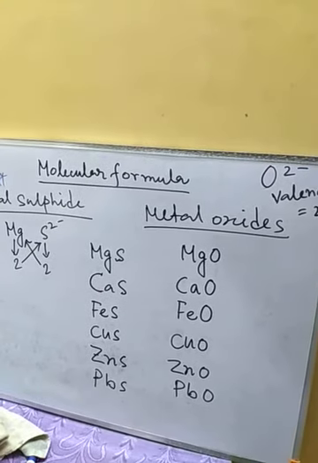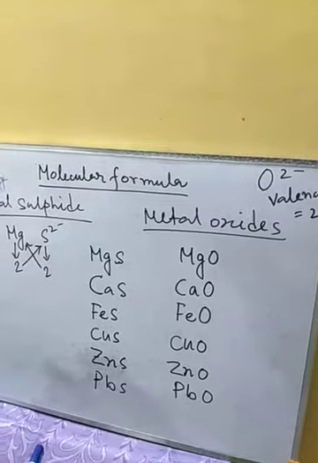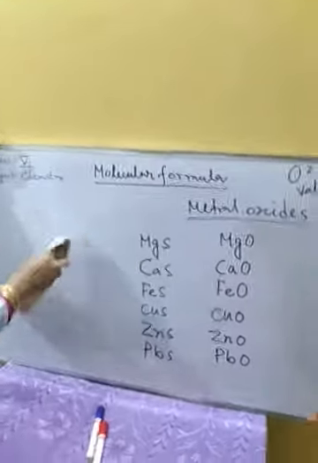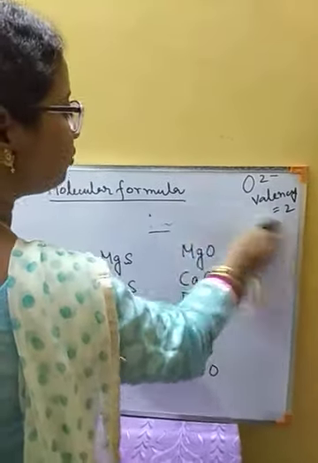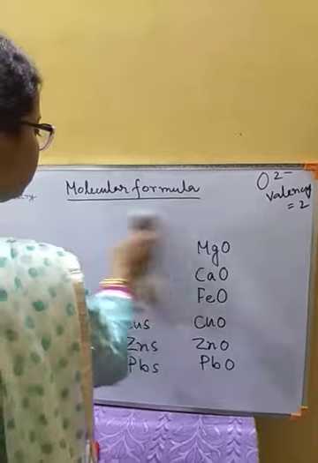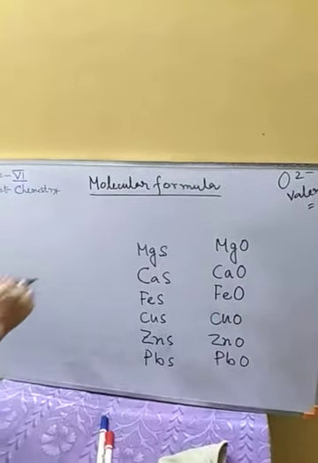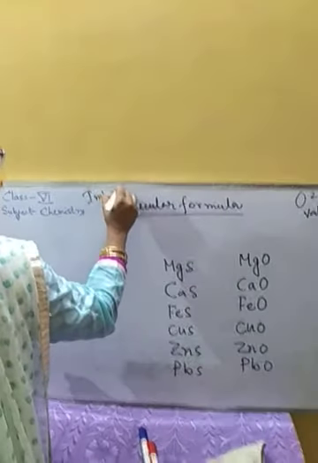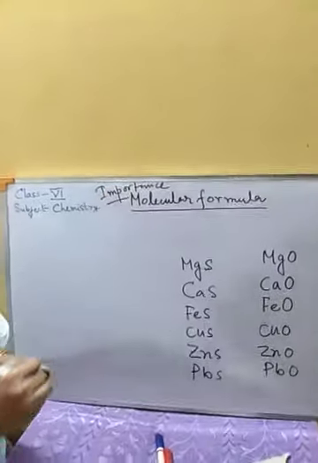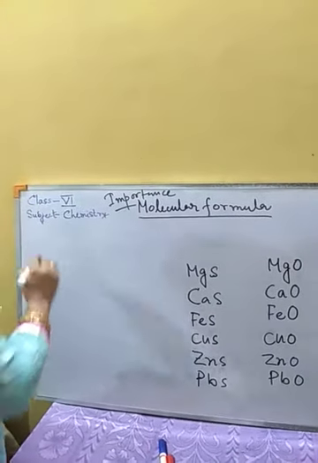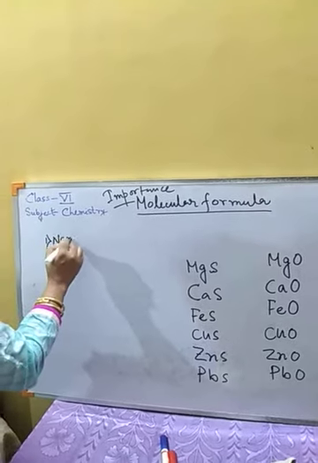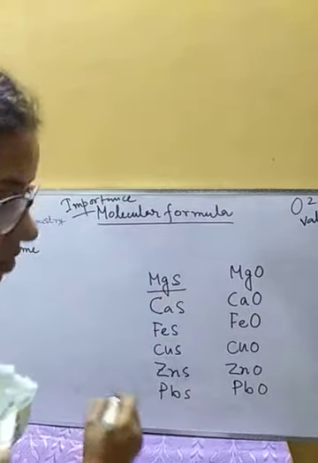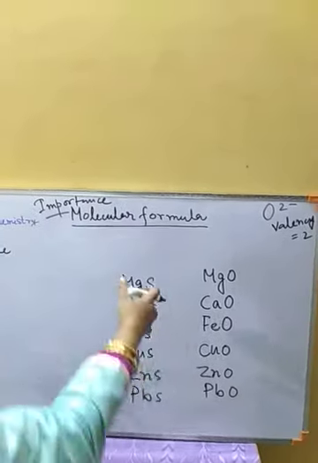Now from this formula, what is the importance of molecular formula? From this molecular formula, first of all we can get the name of the compound. So importance of the molecular formula, we can write: first of all, the name of the compound we can get from this. Like if we write MgS, so easily you can say that this is magnesium sulfide.